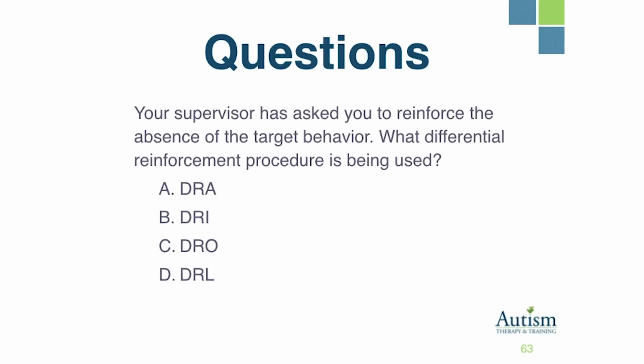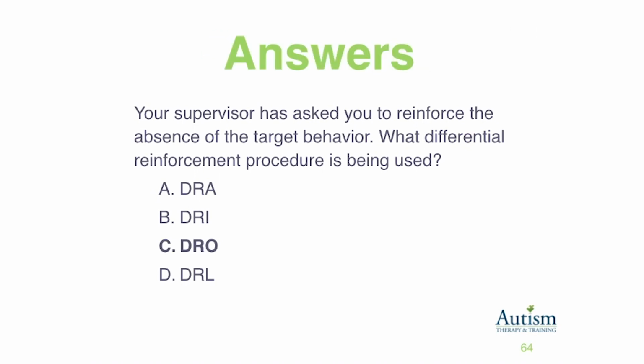Your supervisor has asked you to reinforce the absence of the target behavior. What differential reinforcement procedure is being used? A, DRA, B, DRI, C, DRO, or D, DRL? And the correct response is C, DRO.